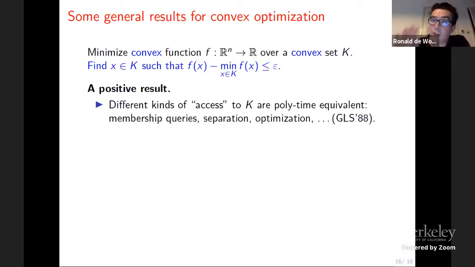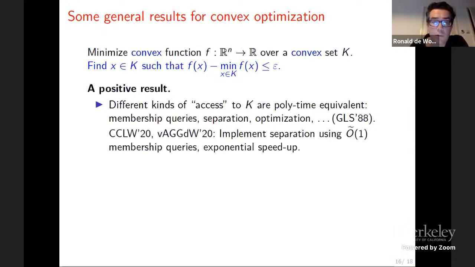And the good thing is that some of these reductions between these different types of access, you can really speed them up in the quantum case. For instance, you can implement a separation oracle using only a logarithmic number, O tilde 1, of runs for a membership query. And that's an exponential speedup. This is in fact one of the few exponential speedups in this whole talk. And it's unfortunately only an exponential speedup in query complexity, not in time complexity.